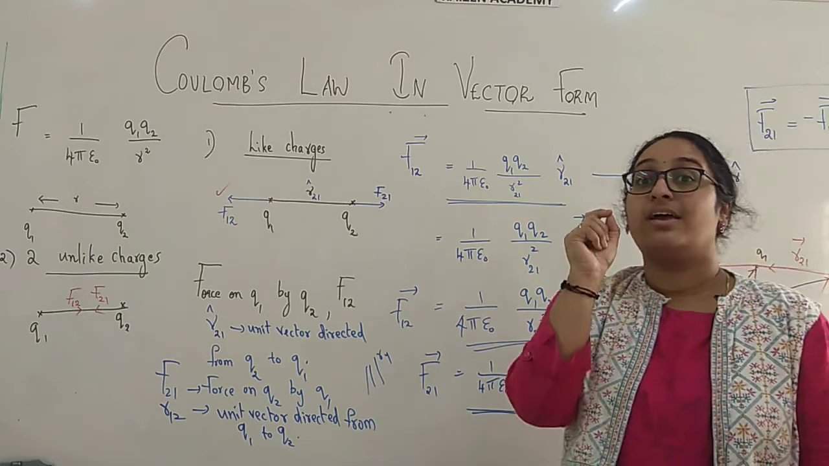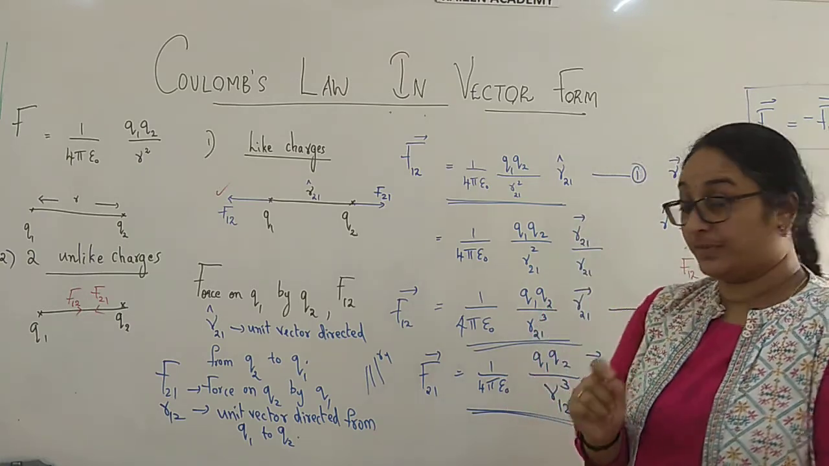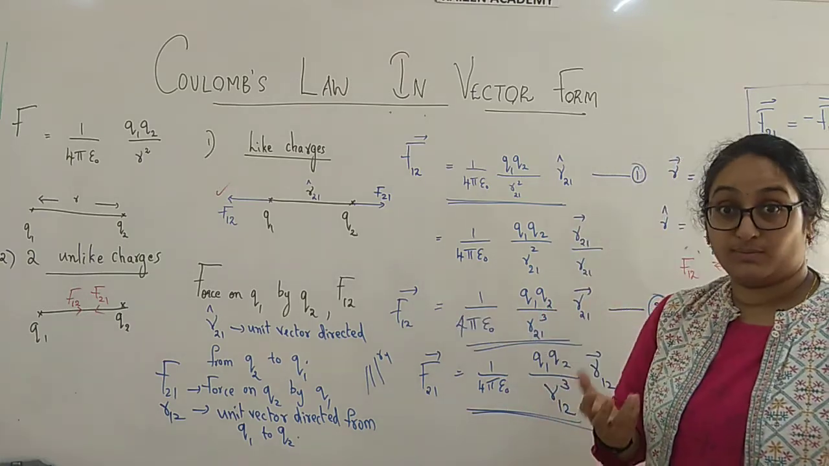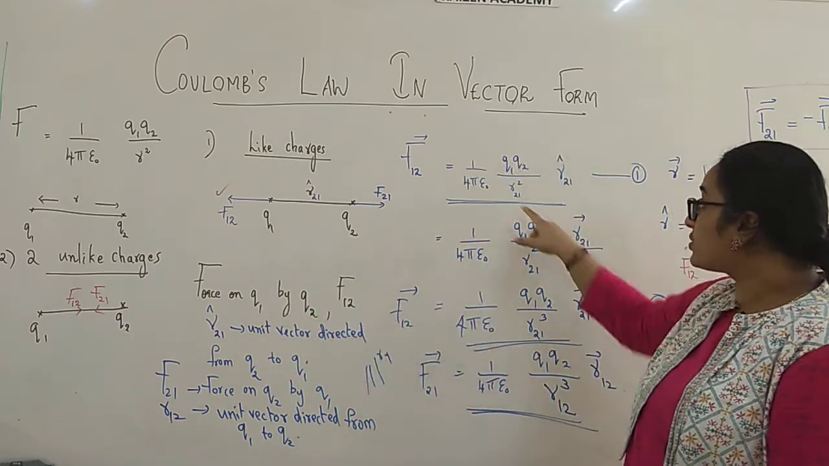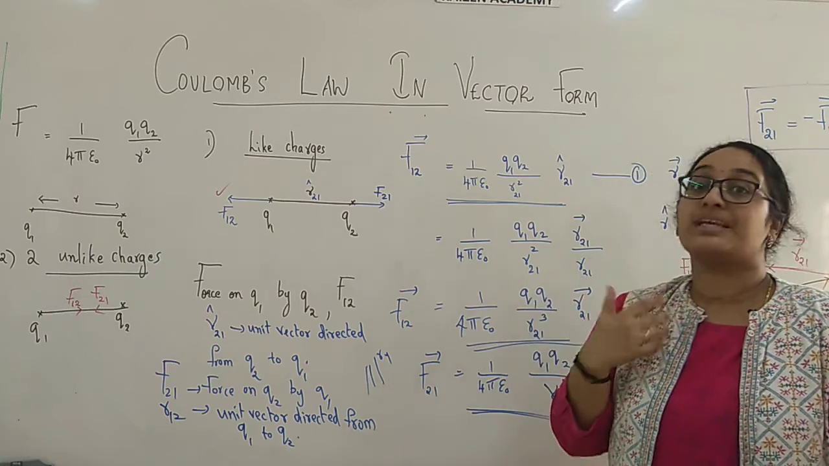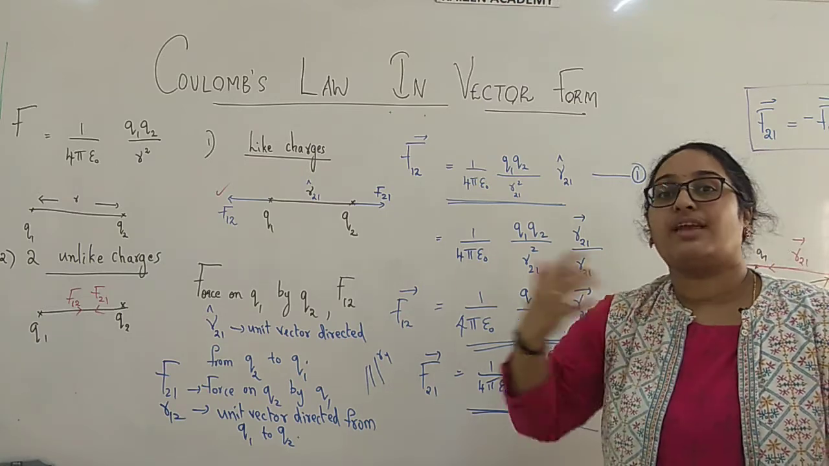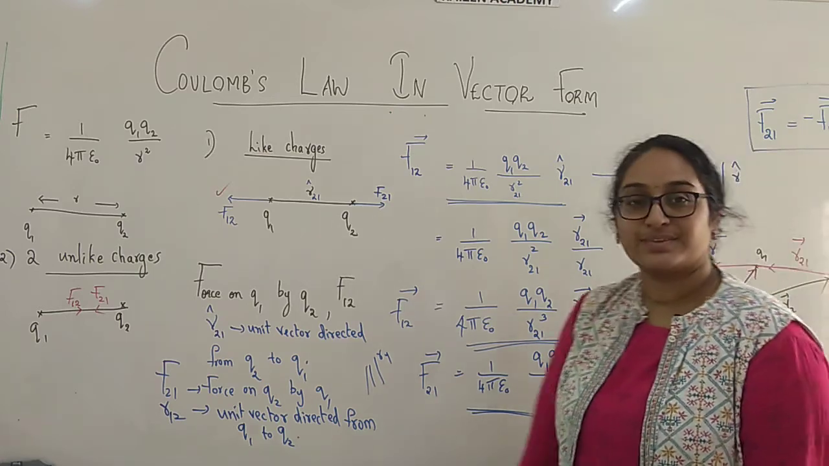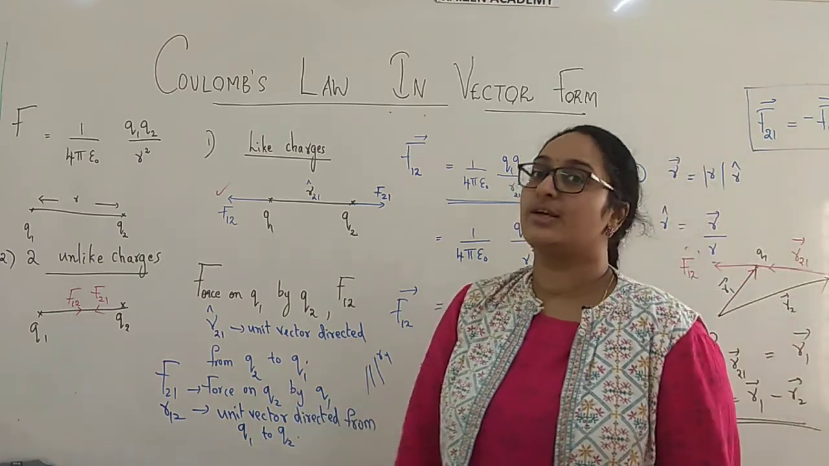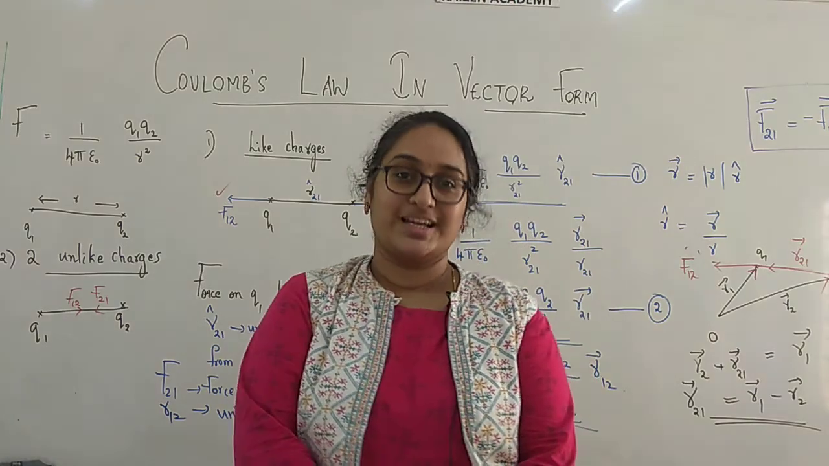But clearly represent it in a diagram. Explain what F21 is and what F12 is. Similarly, the direction R21 also has to be clearly explained. In which direction are you considering, R12 or R21? Okay. So children, this is Coulomb's law in vector form.